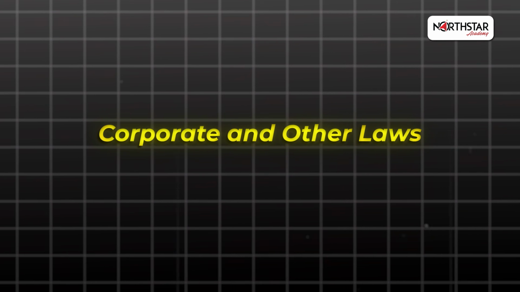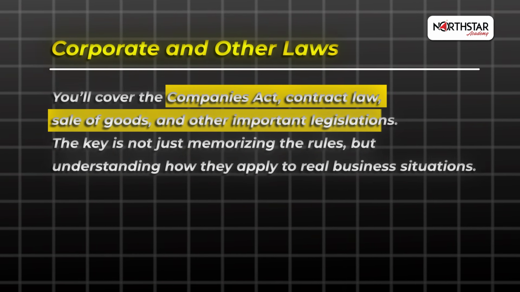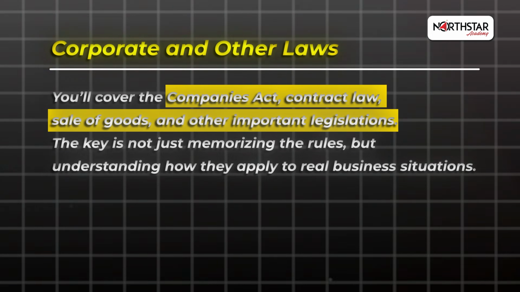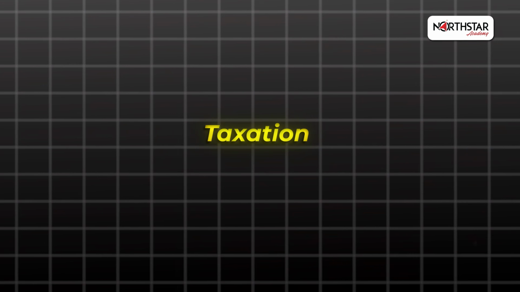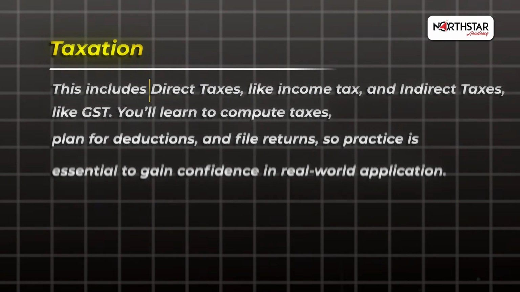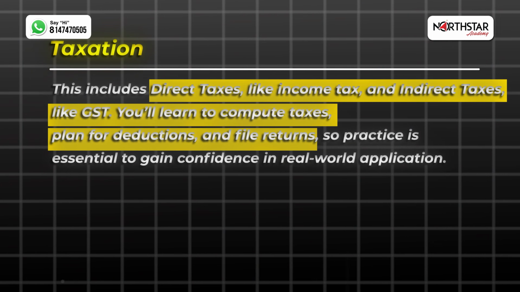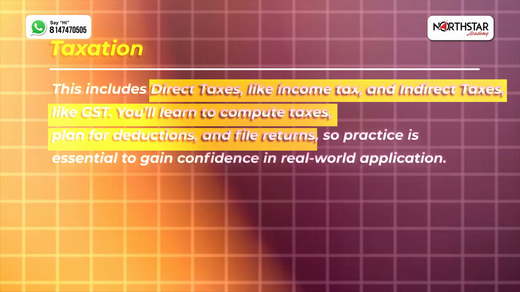The second paper is Corporate and Other Laws. You'll cover the Companies Act, contract law, sale of goods, and other important legislations. The key is not just memorizing the rules, but understanding how they apply to real business situations. The third paper is Taxation. This includes direct taxes like income tax and indirect taxes like GST. You learn to compute taxes, plan for deductions, and file returns, so practice is essential to gain confidence in real-world applications.